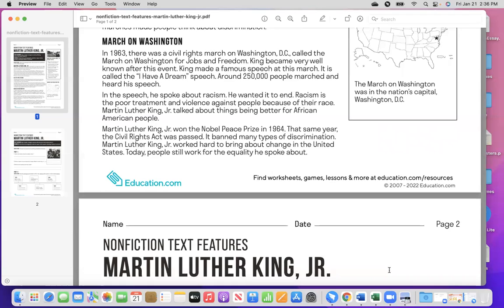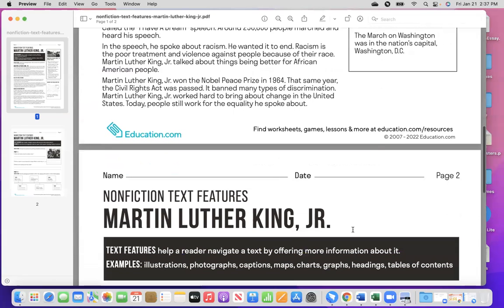Around 250,000 people marched and heard his speech. In the speech, he spoke out against racism. He wanted it to end. Racism is the poor treatment of or violence against people because of their race. Martin Luther King Jr. talked about things being better for African American people. Martin Luther King Jr. won the Nobel Peace Prize in 1964. That same year, the Civil Rights Act was passed. It banned many types of discrimination.